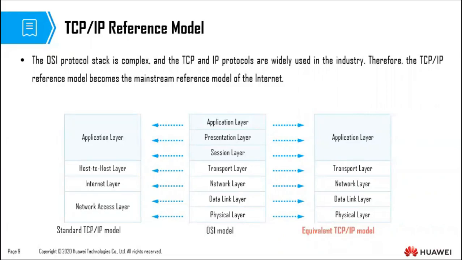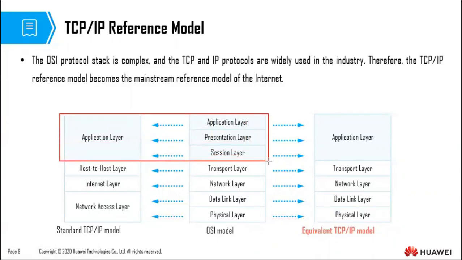As you can see here, the TCP/IP model simply combines the first 3 layers of the OSI model into a single layer called the application layer. It also combines the last 2 layers of the OSI model into a single layer called the network access layer.